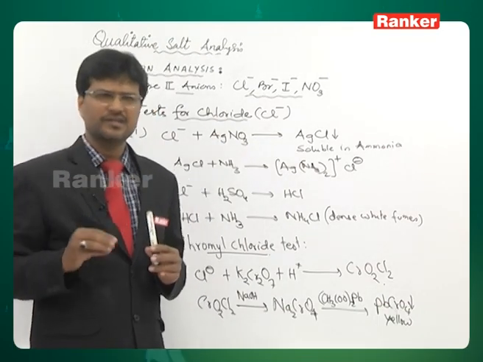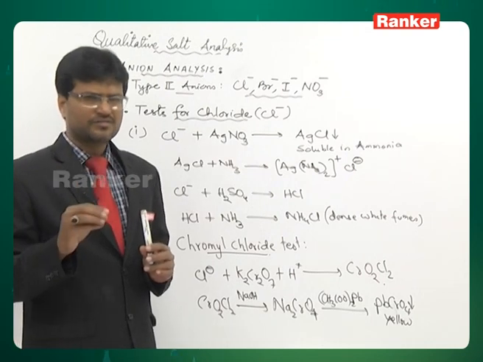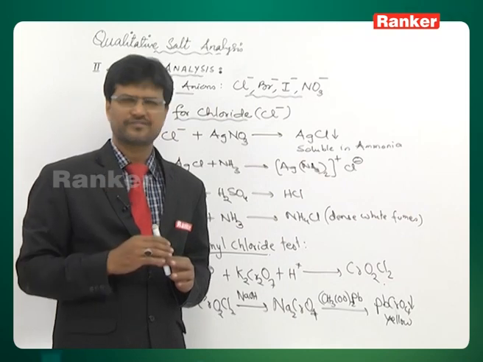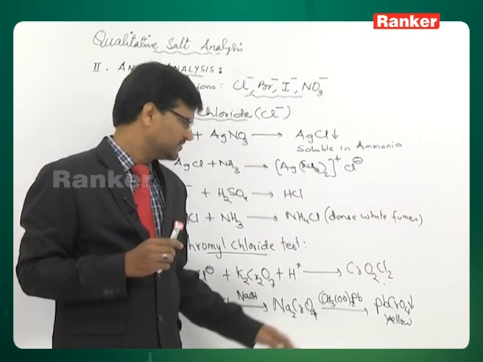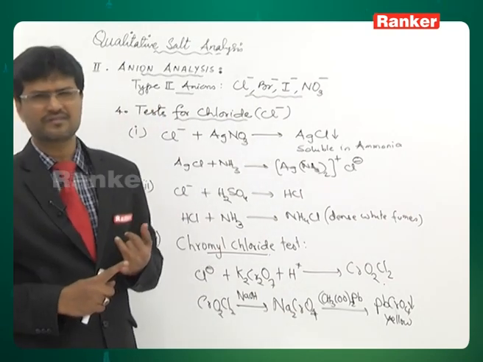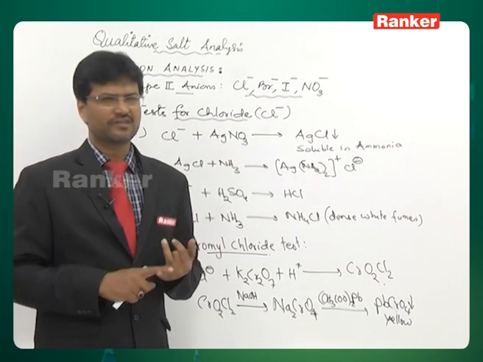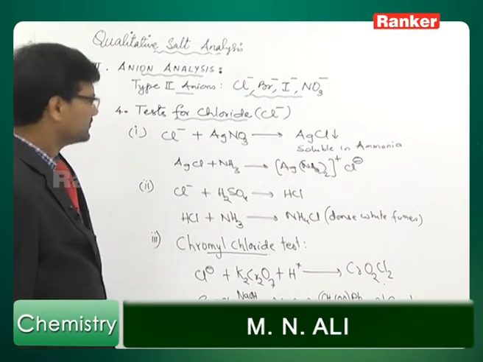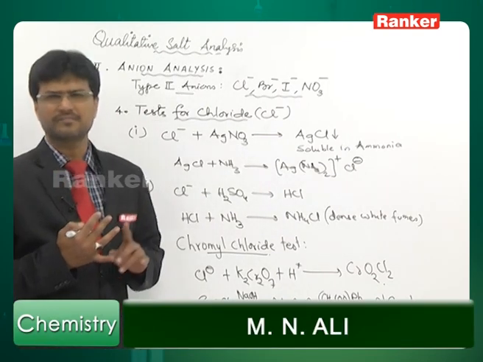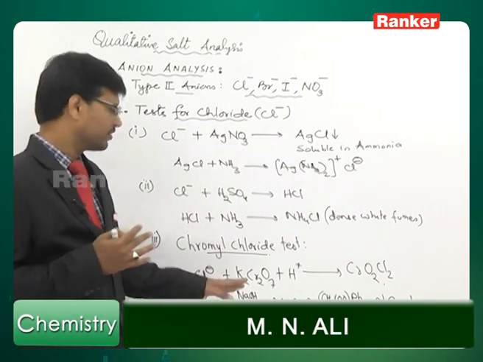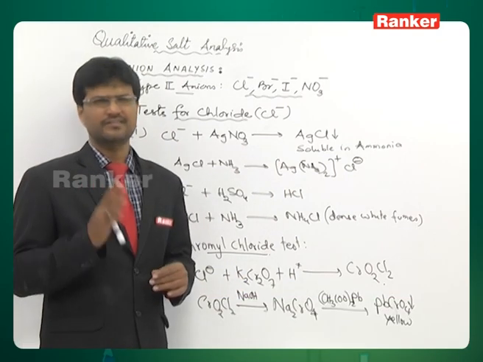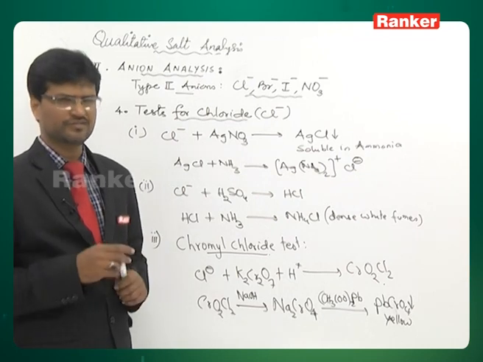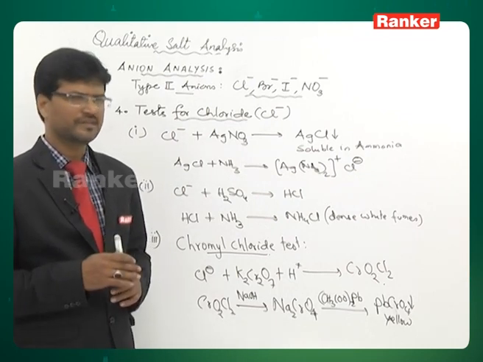It is given by salts which are predominantly ionic and which can produce reasonable concentration of chloride ions in water. So, this test is not given by lead chloride, silver chloride and mercuric salts. Salts of silver, mercury and lead do not give the chromyl chloride test. The reason is they do not produce sufficient amount of chloride ions in aqueous solution because of their low solubilities.